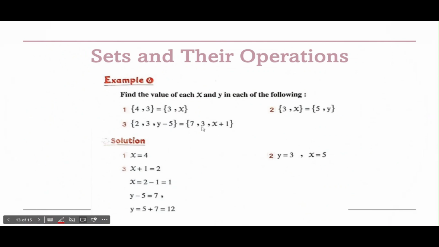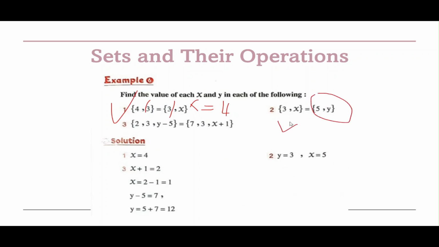We got here need x and y. First thing first, you should look: the 3 is here, so leave it. 4 is not here, so x equals 4. Simple and easy. Second one, 5 is in this set, right? But it's not here. So x equals 5. Okay, 3 is here, but 3 is not here, so y equals 3. Okay, I'm starting to get it.